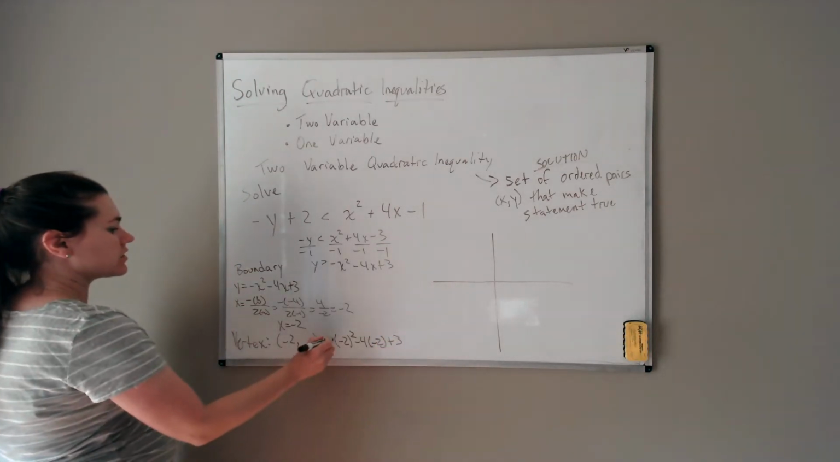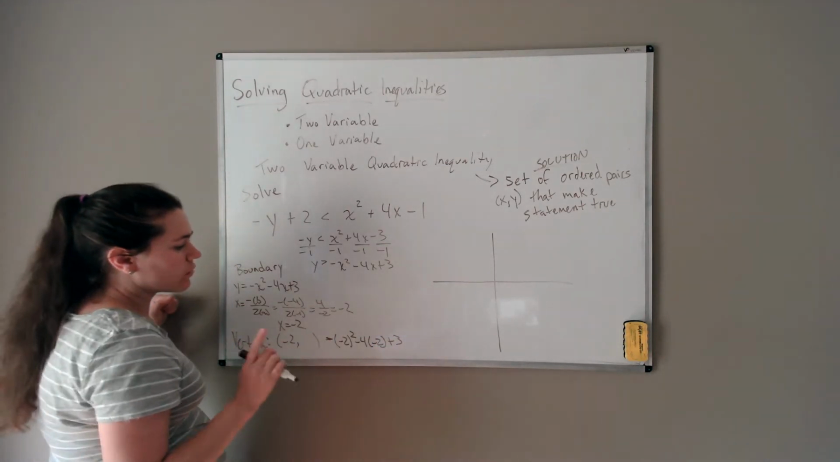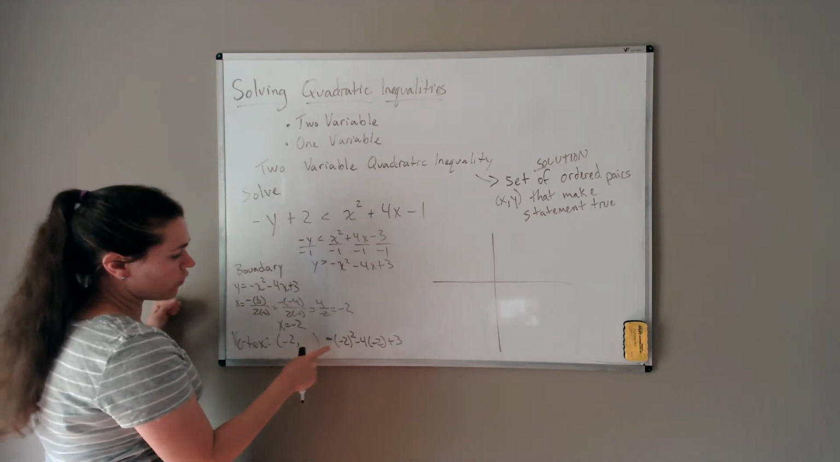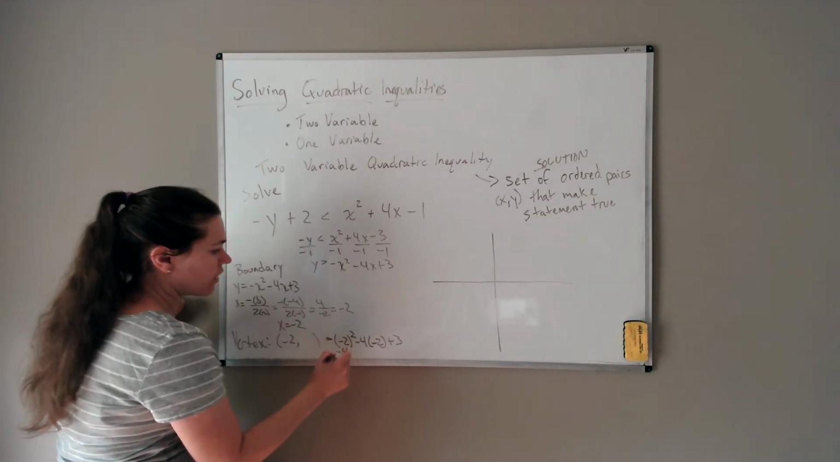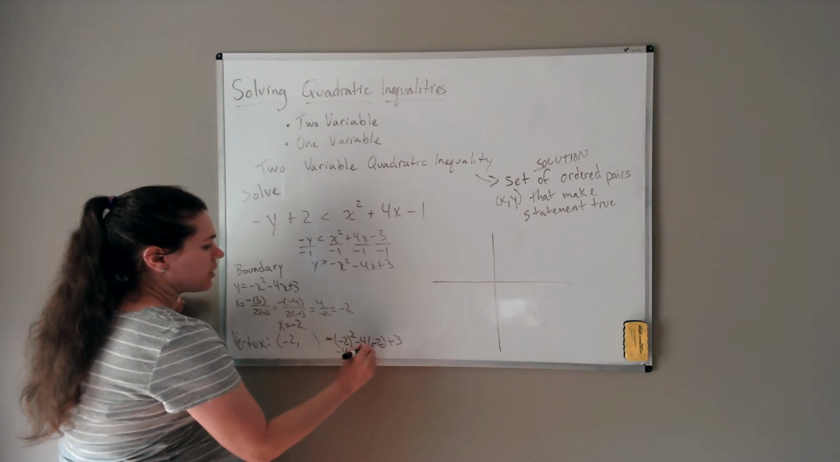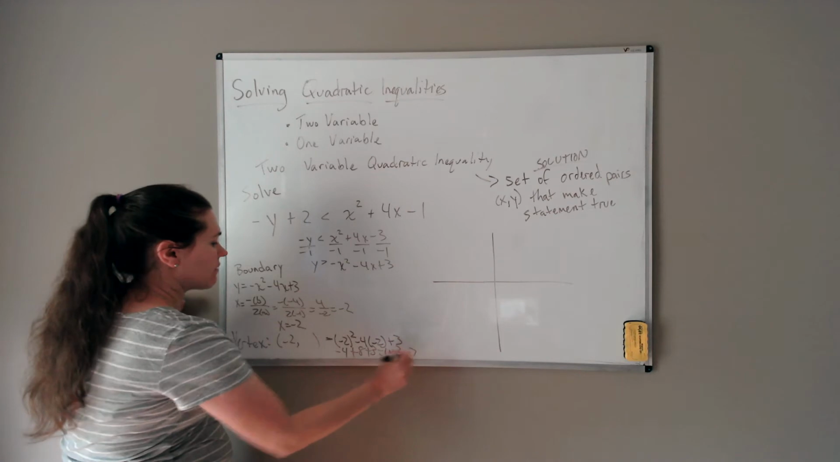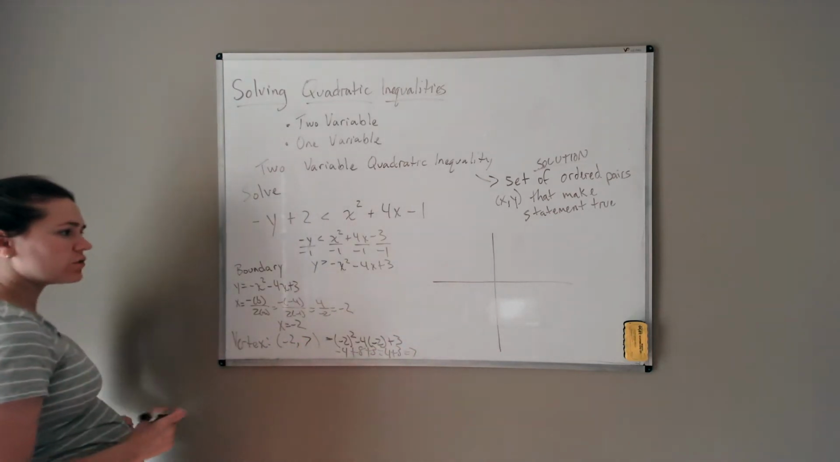Now, people make mistakes here all the time. Make sure you follow your order of operations. You need to square and then make it negative. So negative 2 squared is 4, times a negative. This is negative 4 plus 8 plus 3. So that is 4 plus 3, that is 7. So the vertex is negative 2, 7.